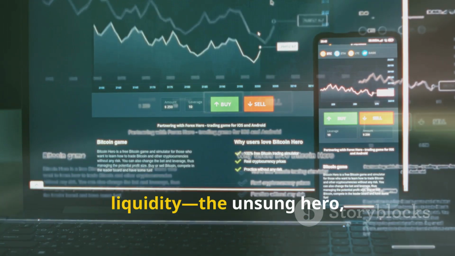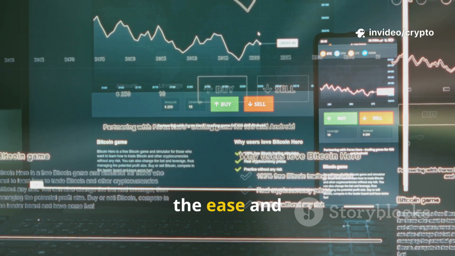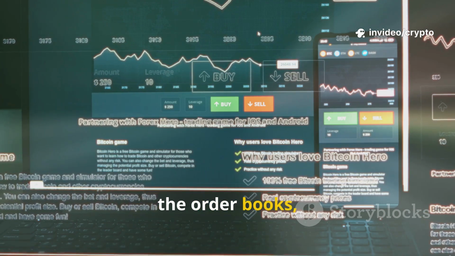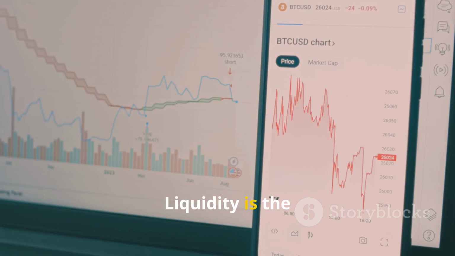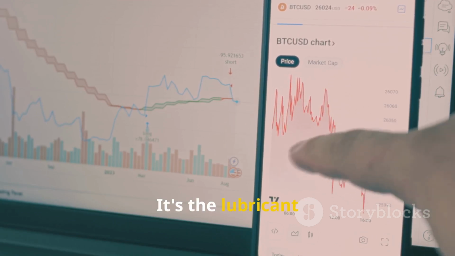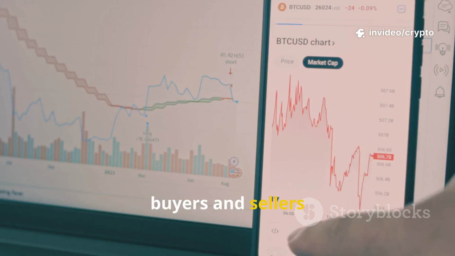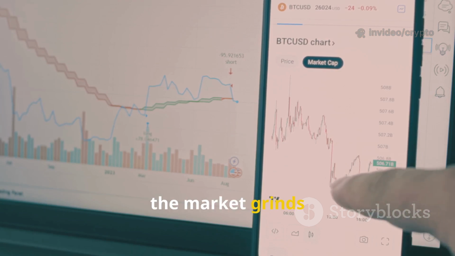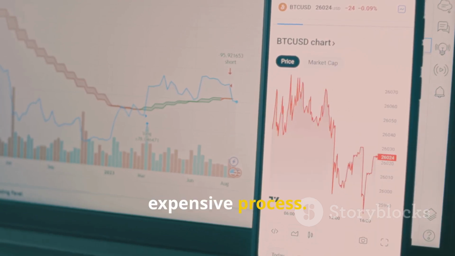That's all about liquidity, the unsung hero, the often overlooked factor that dictates the ease and efficiency of your crypto transactions. It's the depth of the order books, the volume of trades, and the overall health of the market. Liquidity is the invisible force that determines how smoothly you can trade. It's the lubricant that keeps the gears of the crypto market turning, ensuring that buyers and sellers can connect quickly and efficiently. Without it, the market grinds to a halt, and trading becomes a painful, expensive process.